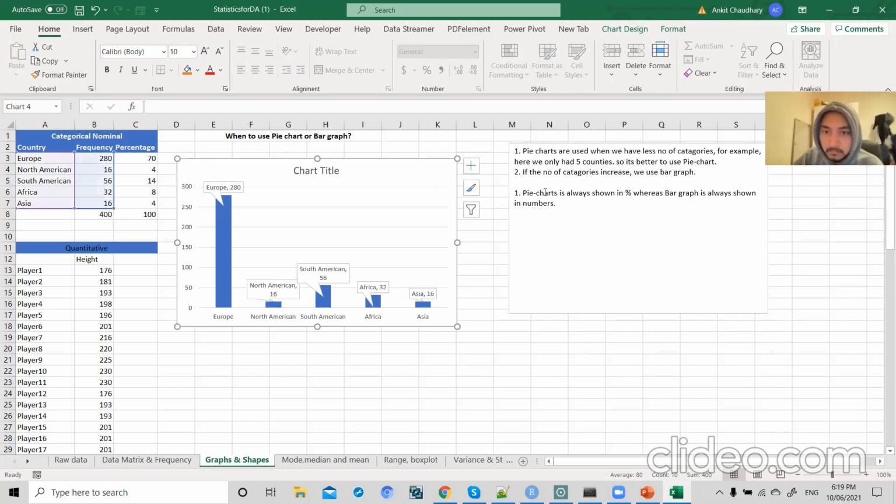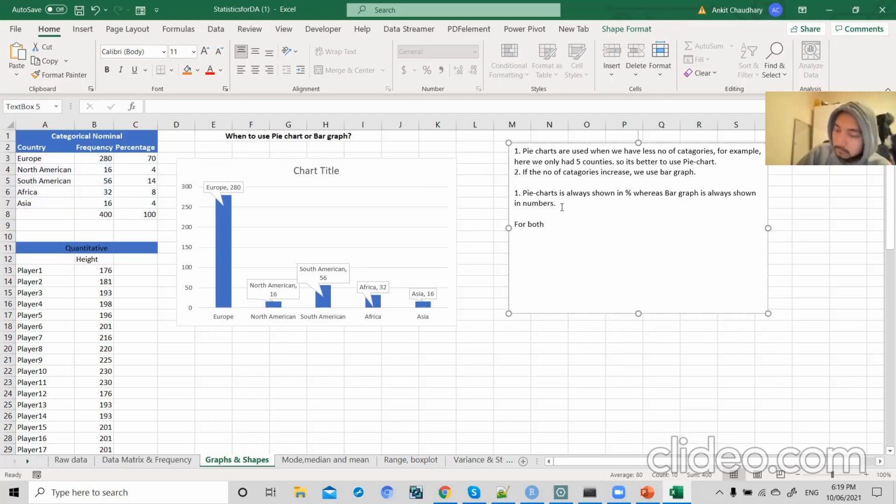Okay, and another thing to note is that for both a pie chart and a bar graph, we need to have two variables. Here in our example, we had country and its frequency. Right? So we need to have two variables.